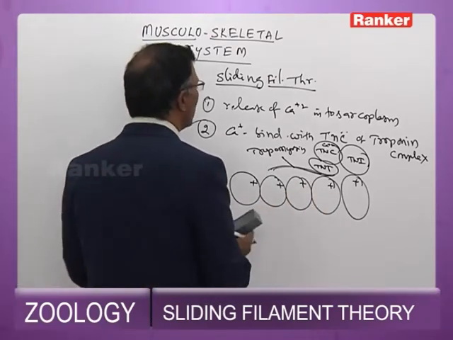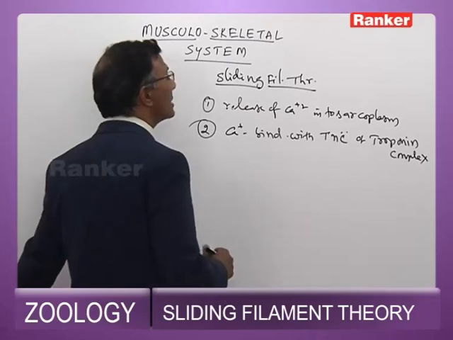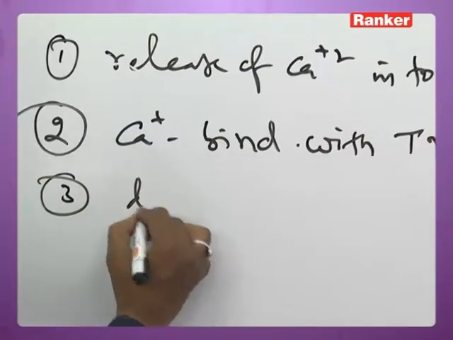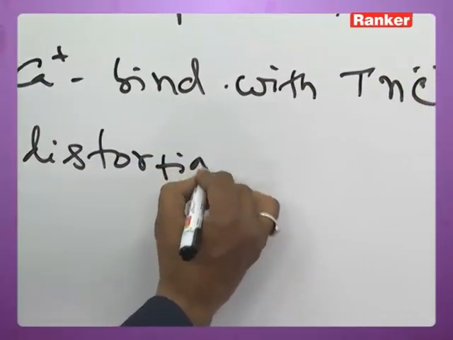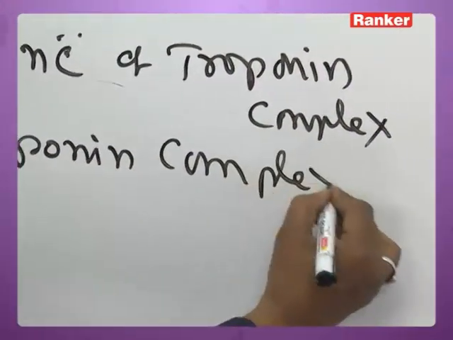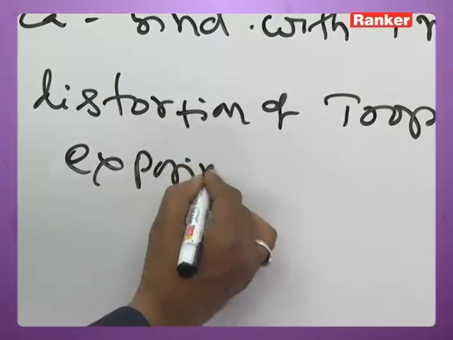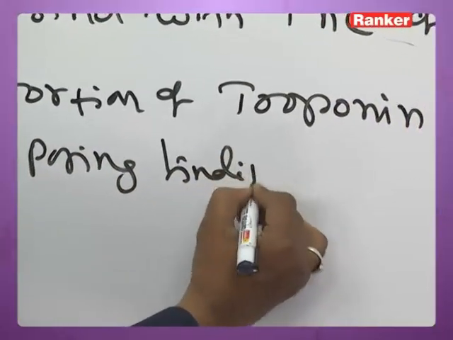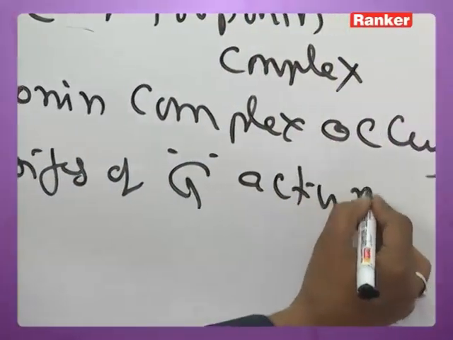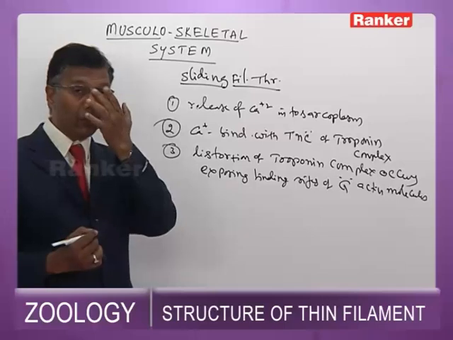So, the same thing I will write here, students. What is the third event that occurs here? First, there will be release of calcium ions into the sarcoplasm. Second, calcium ions combine with the TNC. Third event, distortion of the troponin complex occurs by exposing the binding sites of G-actin molecules.